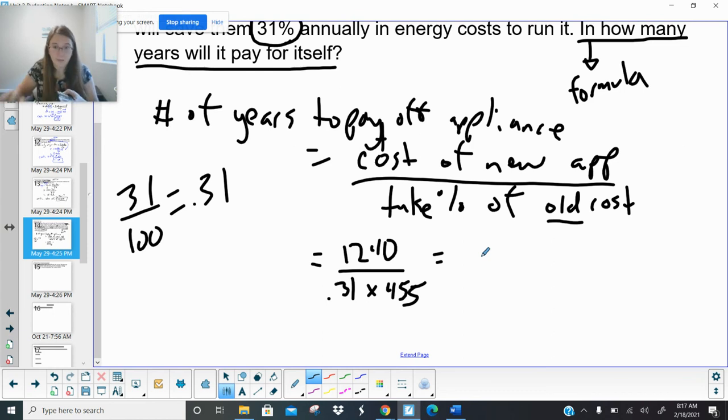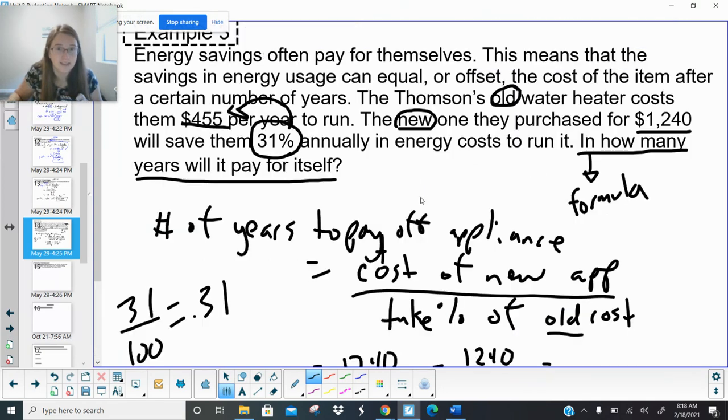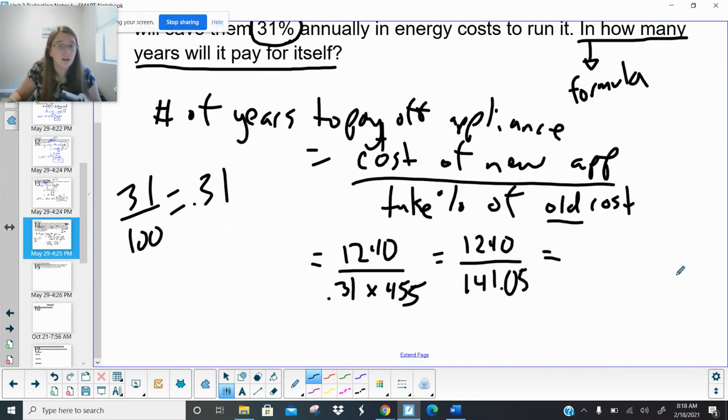So I'm going to go ahead and figure out what the bottom is first. You can plug this into Desmos all at once as long as you do it as a big fraction, just like this, the 12.40 and then 0.31 times 4.55. Okay, so I get 1.4105 on the bottom. So now I'll go ahead and divide these. What this is on the bottom, just an FYI, is how much money you're saving every year. It says you're saving 31% of what it used to be. So every year you're saving that money because it doesn't cost as much to run it. It uses less electricity. Okay, so you get 8.79 for this.